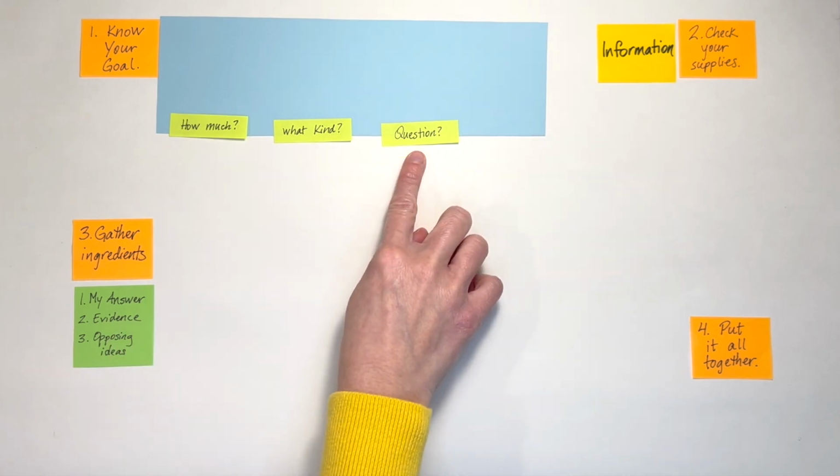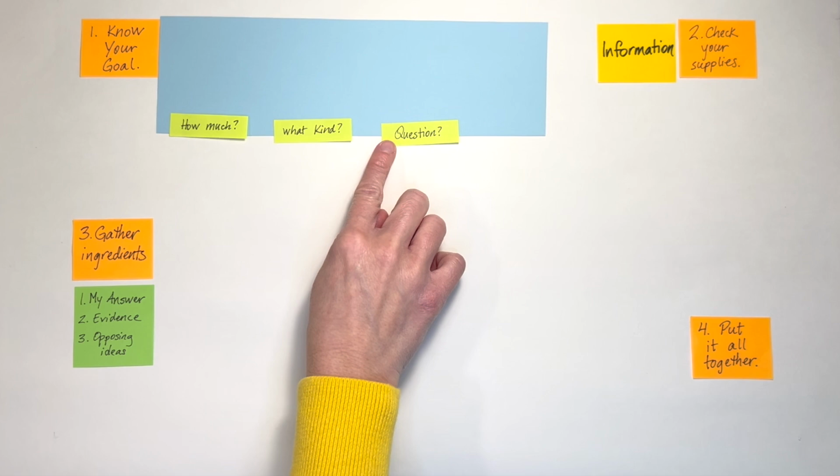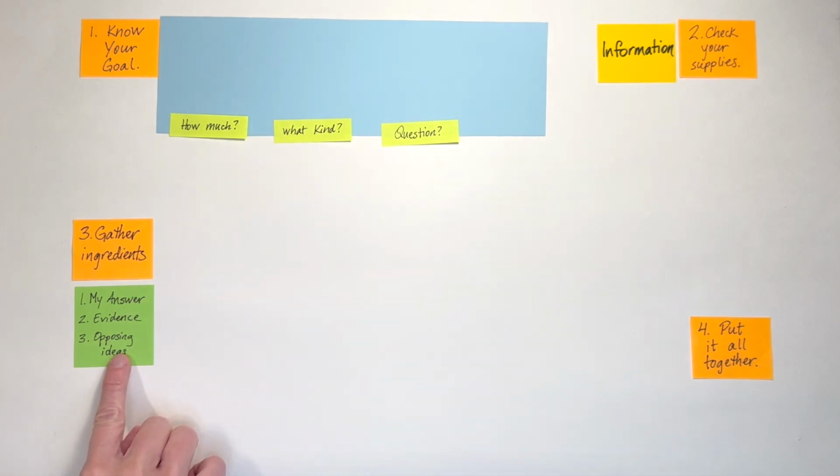Remember, a thesis statement answers a question that has more than one possible answer. So coming up with opposing ideas is almost like a double check that you're on the right track. It also helps strengthen your argument because it shows the reader that you've considered multiple perspectives.